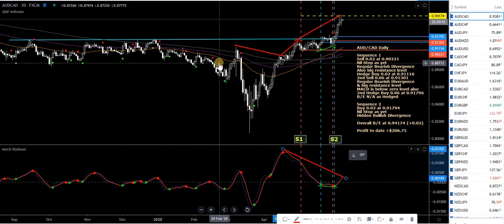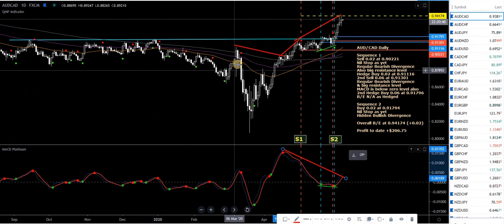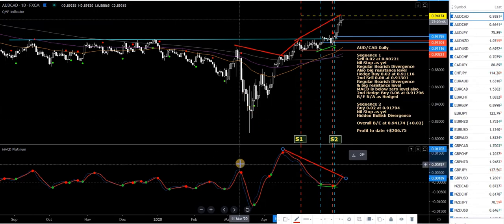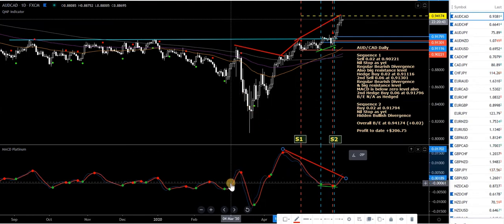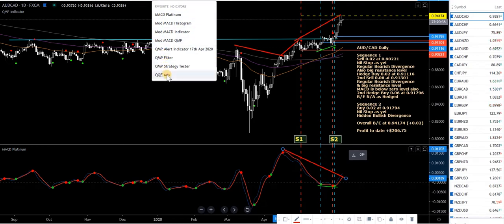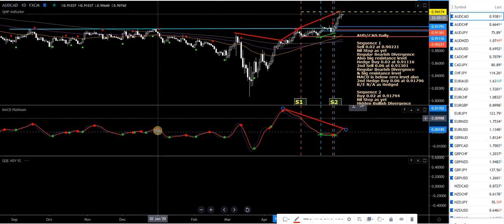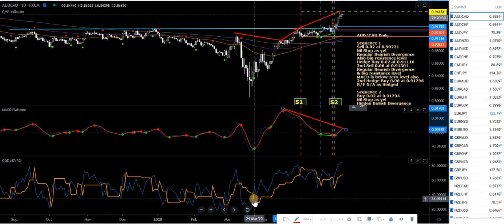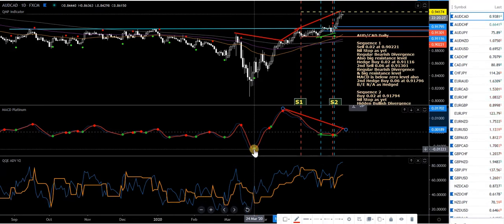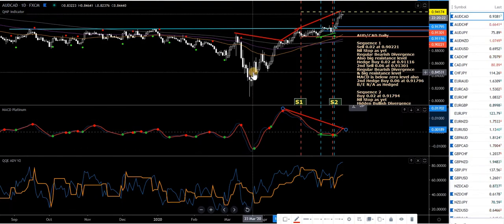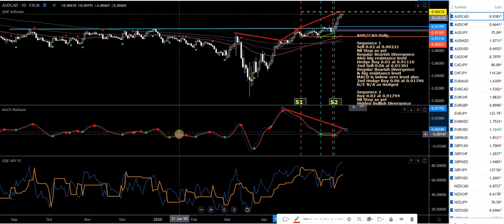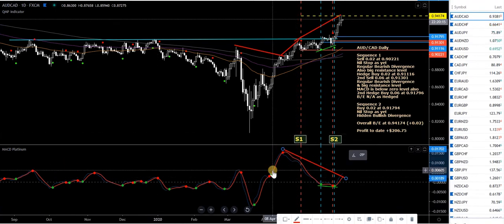Now this green and red dots is the QMP filter on the price chart. That is a combination of the MACD Platinum, the crosses on that, and another indicator called the QQE Advance, this one. I don't have to display it on the chart, but when you get a cross on this and it coincides, or is in sync, with a cross or a dot on the MACD Platinum, it produces these green and red dots on the price chart. I don't need to see it, so that's why it's not on the actual display.